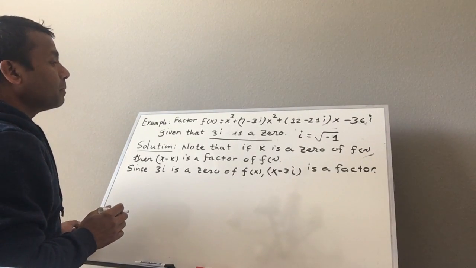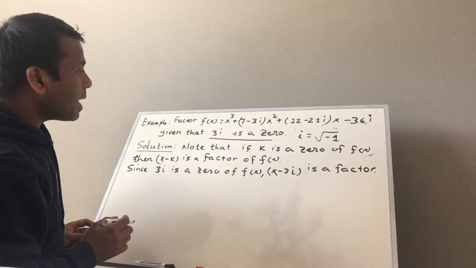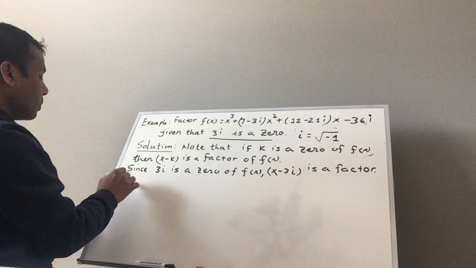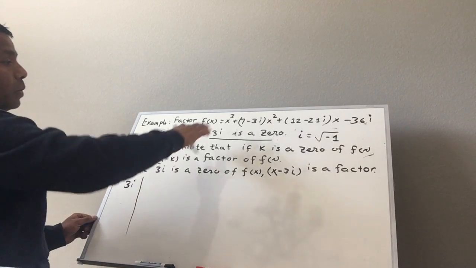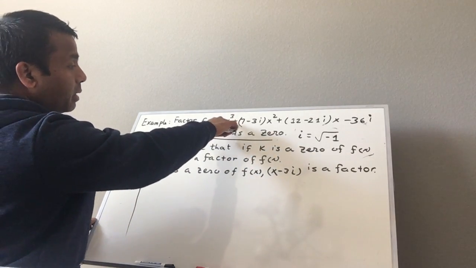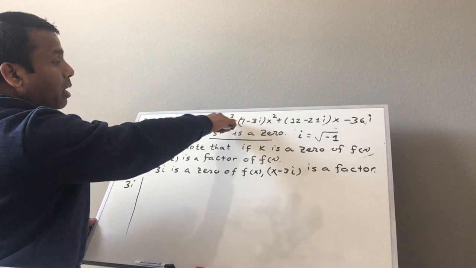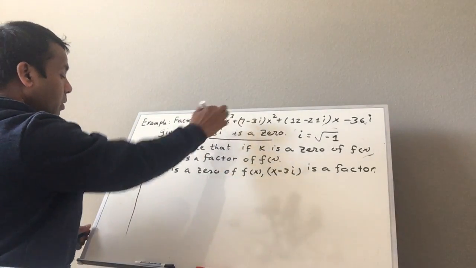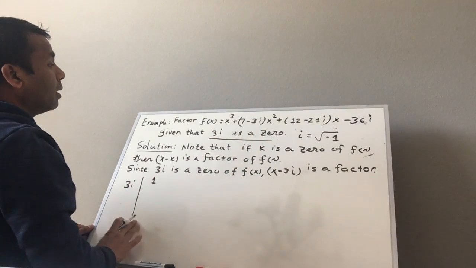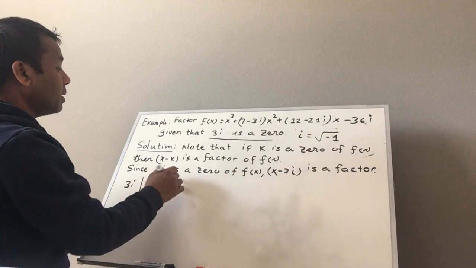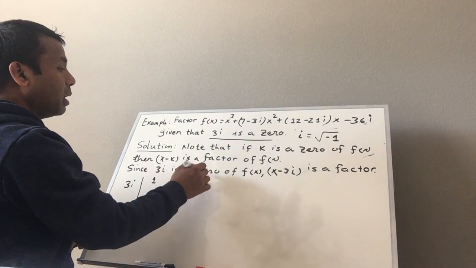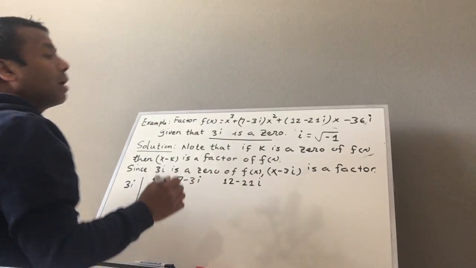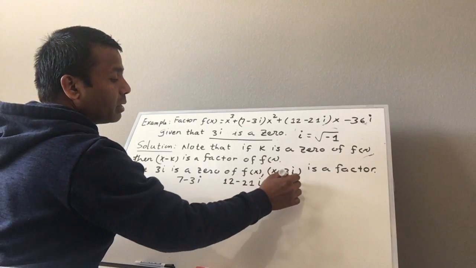So now we have to find the remaining factors. We want to use synthetic division, and we have 3i as a zero, so you write down 3i here. We can use synthetic division here because the polynomial is in standard form, because the exponents of the variable are in decreasing order. So we list the coefficients. The coefficient of x cubed is 1, the coefficient of x squared is 7 minus 3i, the coefficient of x is 12 minus 21i, and the constant term is negative 36i.